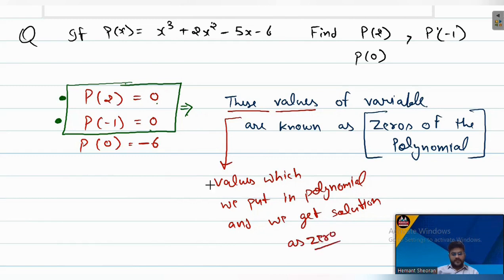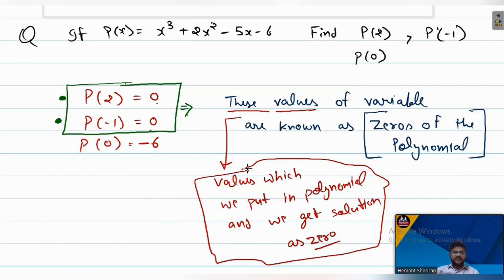Is it clear? So just in simple words, any specific value of the variable, if you substitute that in the polynomial and it gives you the answer 0, you will call it a 0 of this polynomial. Okay, getting it? Any confusion out there? If someone asks you what do you mean by 0 of a polynomial, what you have to say is: the value of the variable which we substitute in the given polynomial and we get our answer as 0, we call it a 0 of that polynomial.